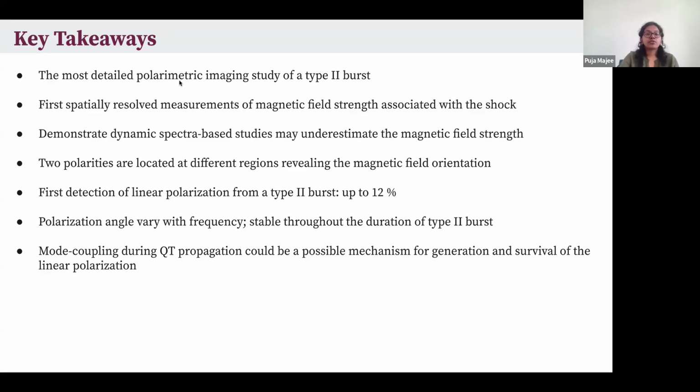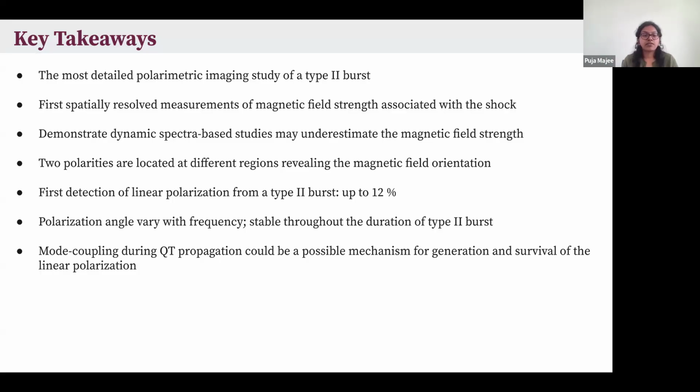In this study, this is the most detailed polarimetric study of a type 2 burst so far. We have shown the spatially resolved measurement of the magnetic field strength at the shock location. We have demonstrated how dynamic spectrum based studies may underestimate the magnetic field strength. And we have also shown the first detection of linearly polarized emission from a type 2 solar radio burst, which can go up to 12%.